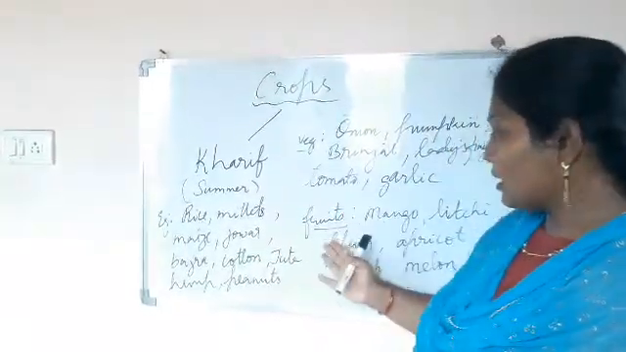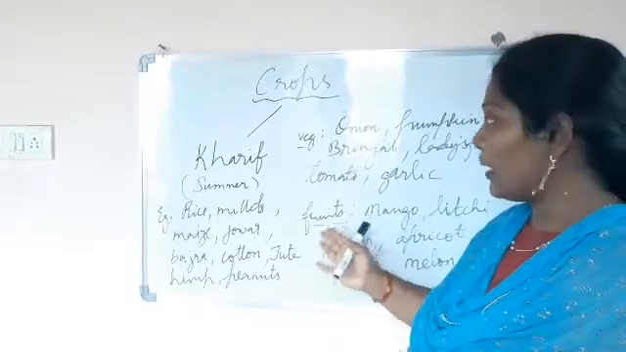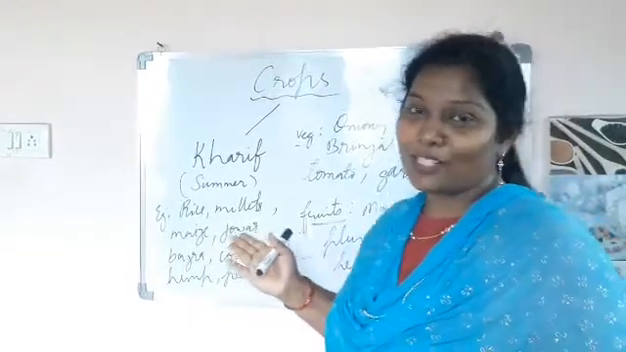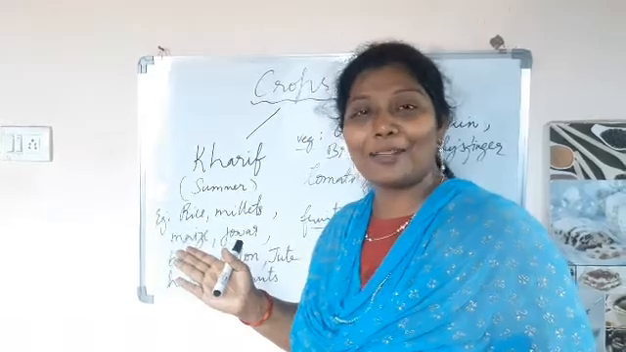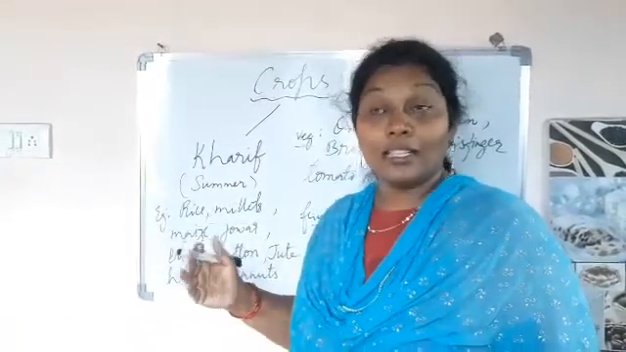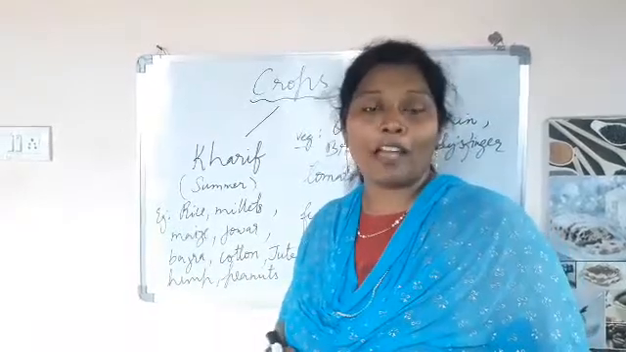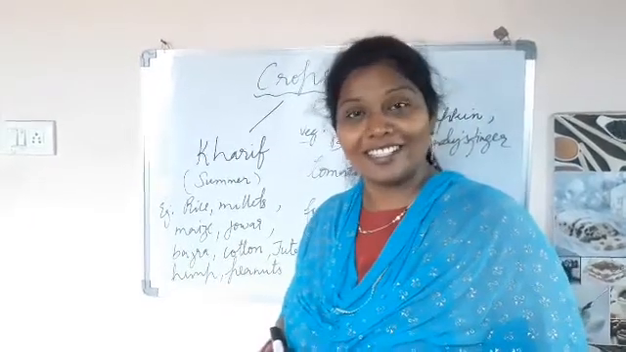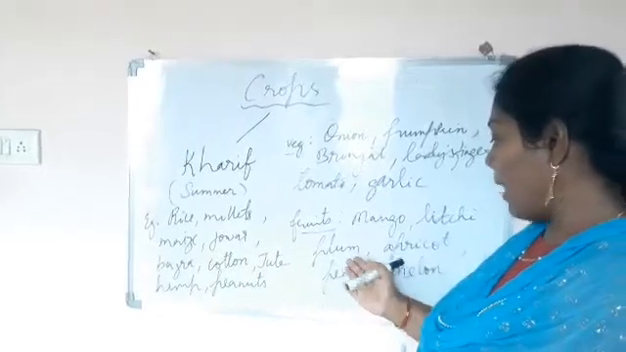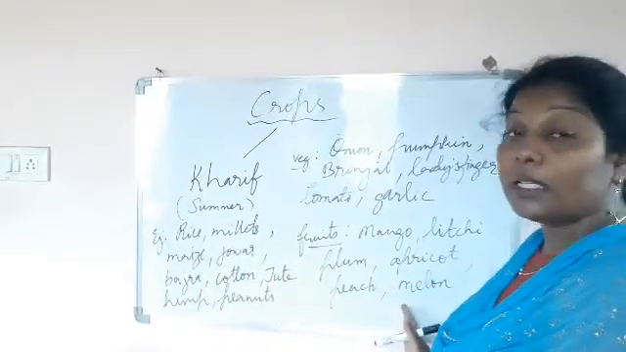Okay. Now we will see the fruit varieties which we find in the Kharif crops. The mangoes. As you know, mangoes especially we can eat them in the summer season. There are varieties of mangoes. Yes, there are around 21 varieties of mangoes that we find in the summer season. Okay, children. The mangoes, lychee fruit, plum, apricot, peach and melons.